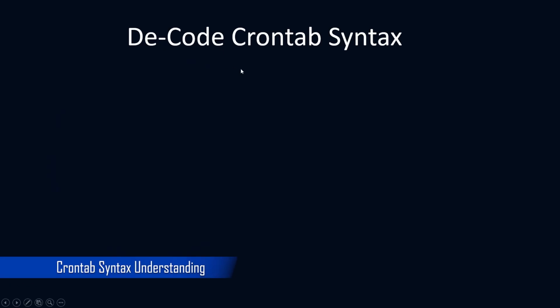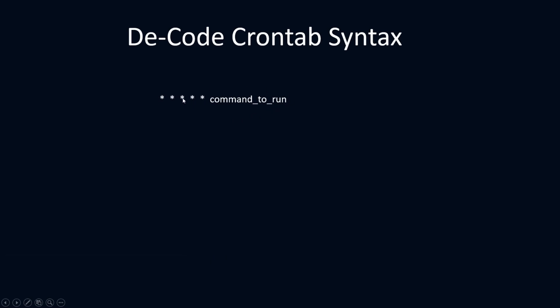Before creating our crontab job, let's understand its syntax. So this is our syntax for the crontab. We have five indicators, here represented by asterisks, and then the command or the script that we need to run on a regular basis. So how can we identify which asterisk is what? Let's decode those five asterisks. The first asterisk represents the minute.